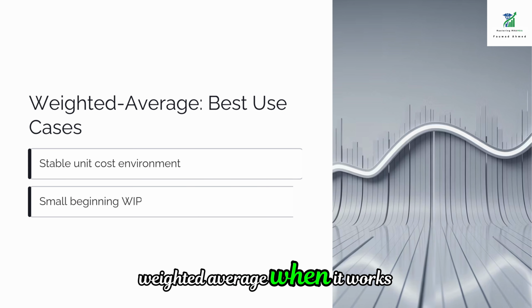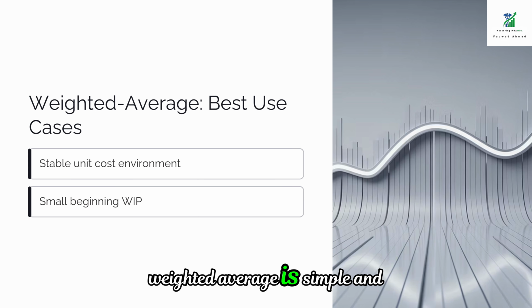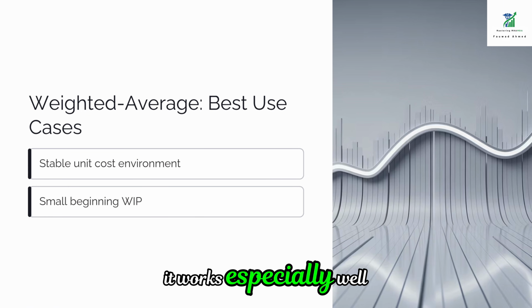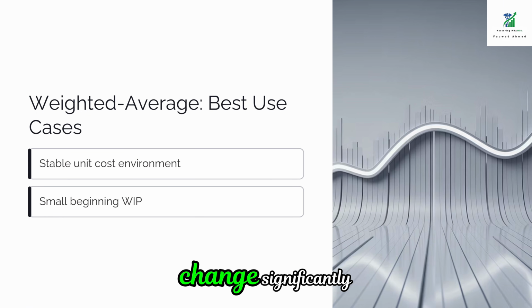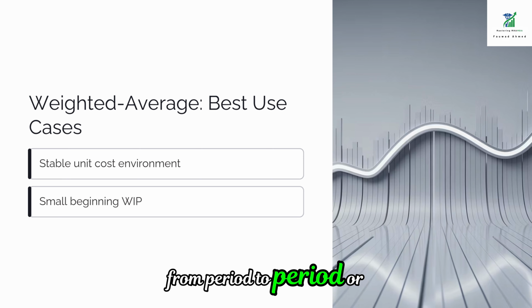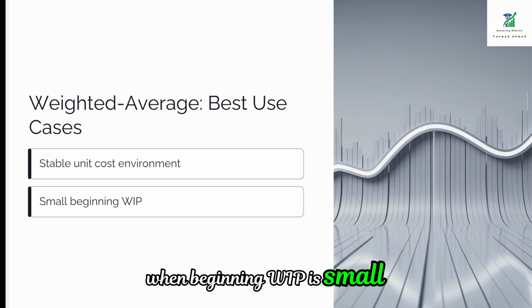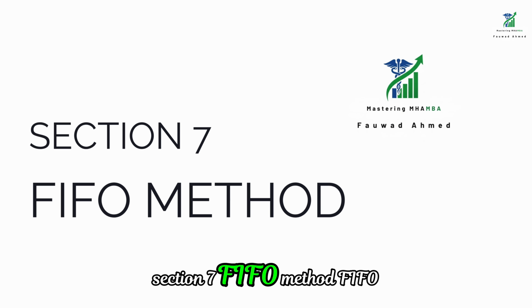Weighted average: when it works well. Weighted average is simple and stable. It works especially well when unit costs do not change significantly from period to period, or when beginning WIP is small.